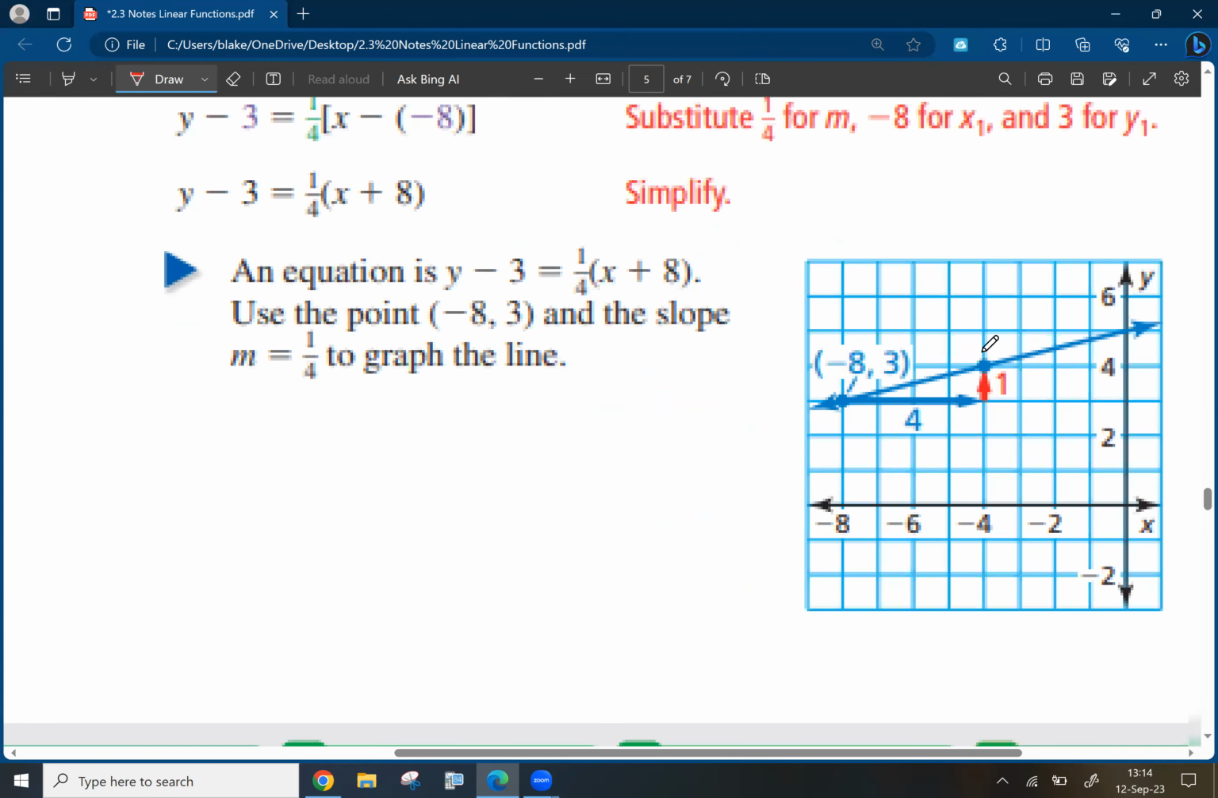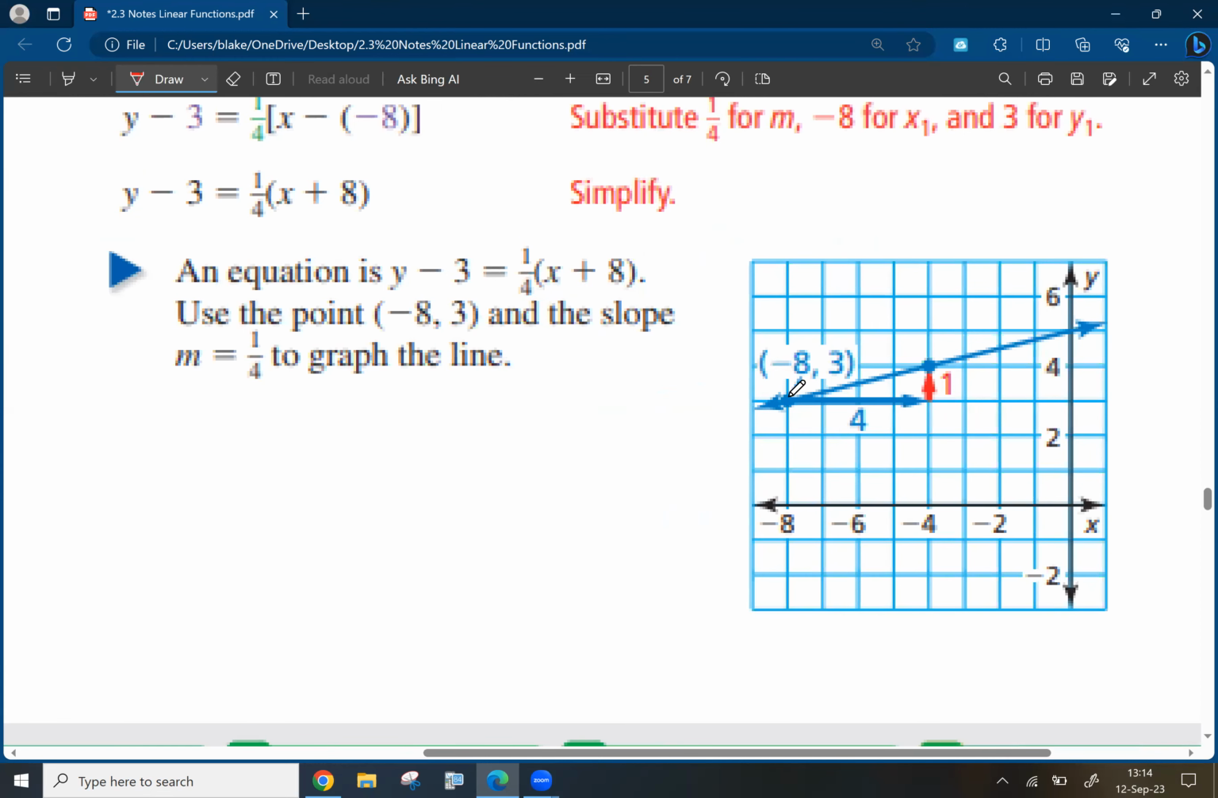On this one, you can see, again, they started at -8, 3, and then they followed the slope, which was 1/4, so rising 1 and running 4, and it puts you here. Rising 1 and running 4 gets another point right there. So that's how they graph that one.